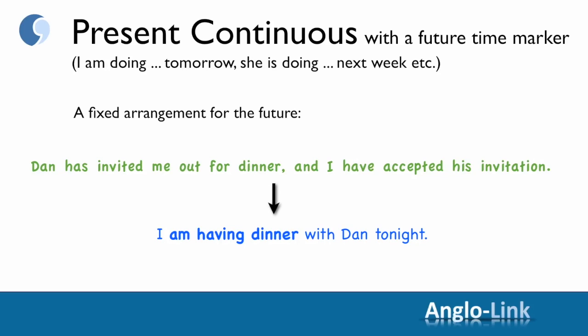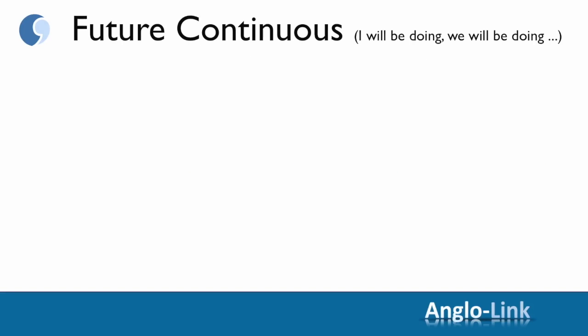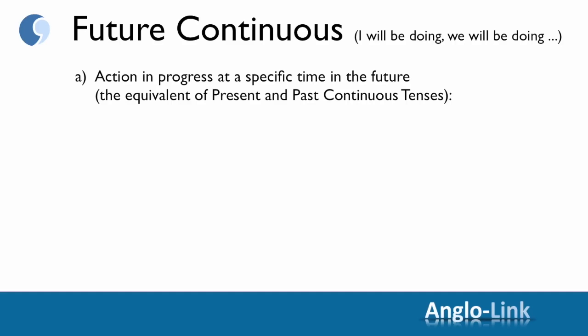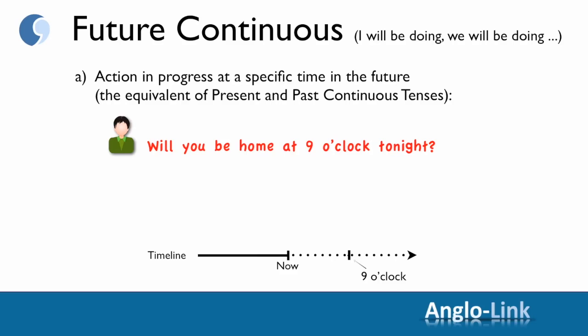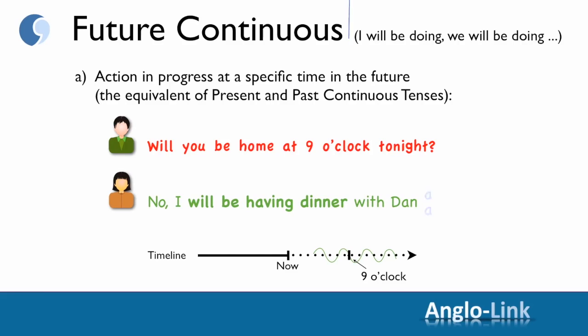Okay, moving on to the next future tense. Future continuous. I will be doing, we will be doing, etc. As you will remember, there are also two usages for this tense. The main one refers to an action in progress at a specific time in the future. It's the equivalent of the present continuous tense or the past continuous tense. For example, "Will you be home at 9 o'clock tonight?" Let's look at the timeline. "No, I will be having dinner with Dan at that time."